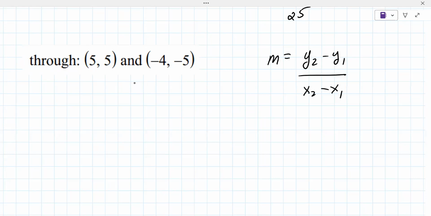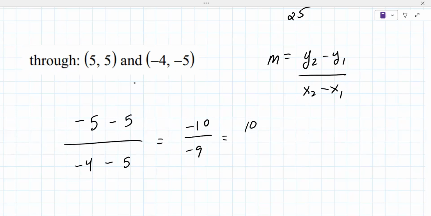I got -10 over -9. Give me your answer one more time. I'm sorry, or 10 over 9, I guess, because that sounds better. Minus 5 minus 4 minus 5 is minus 10 over minus 9, which is 10 over 9, like that. Okay, good.